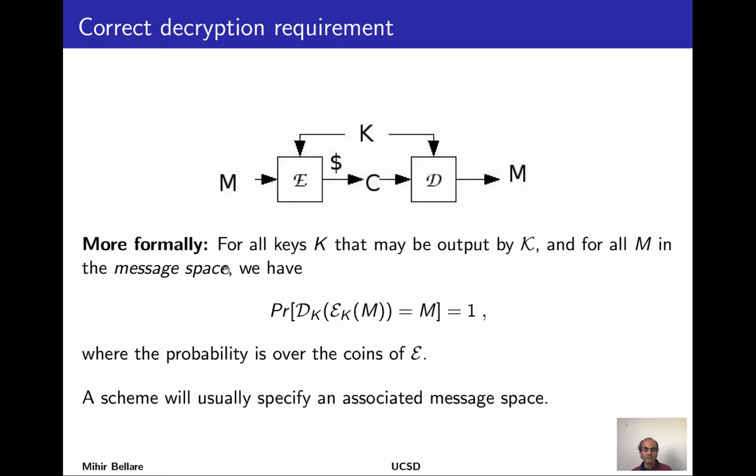Now, here we see mention of something called a message space. It's often the case that different encryption schemes will encrypt only messages of certain formats or lengths, and accordingly, the correctness condition of decryption applies only to messages from that space. And usually when we give the scheme, we should also be saying what this space is.